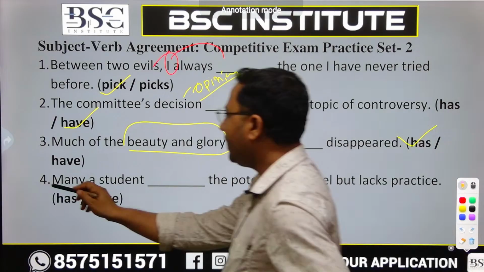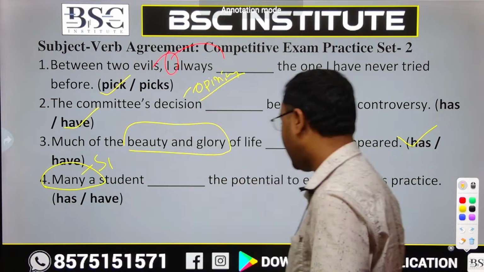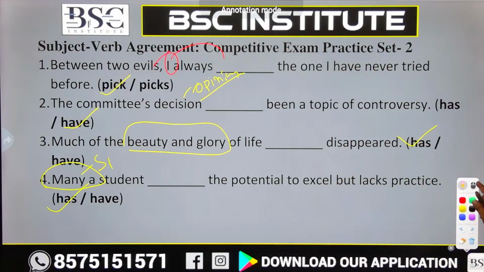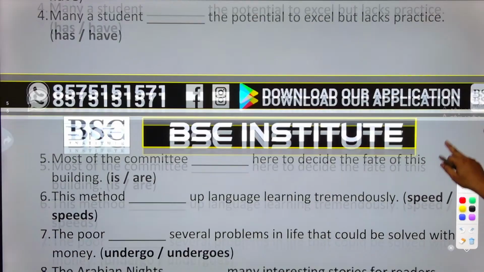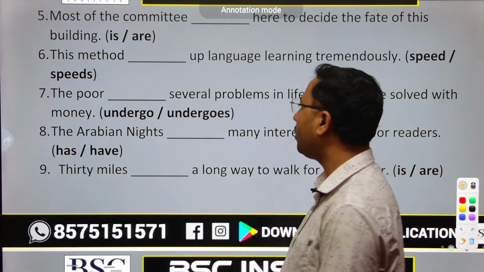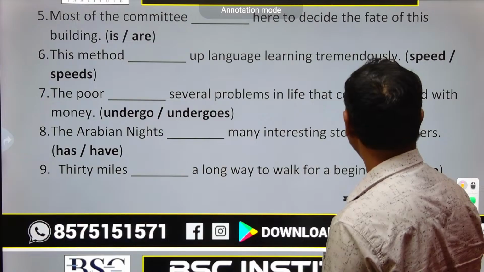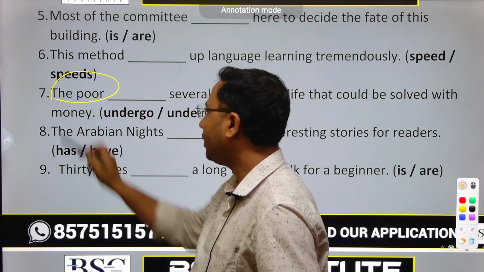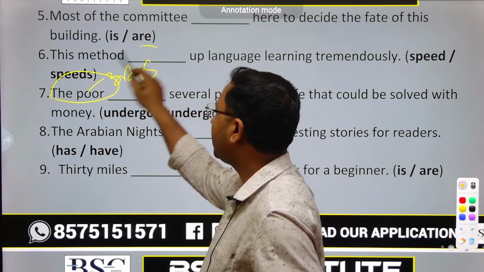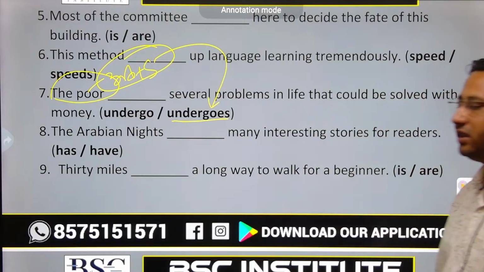Now next question, mania. We know that mania is considered as S1, that is singular, and S1 follows V1 follows P1, that is have. Now question number 7. Look at this question. The poor has several problems in life that could be solved with money. Okay, the poor is the subject, right? So I have to use the main verb. The subject is third person plus singular. That means I have to add s or es with the main verb, that is undergoes. Very easy question.